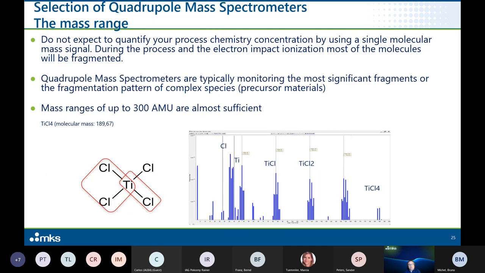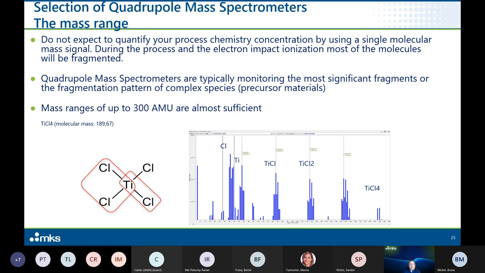Right, and then often the question is, what about the mass range? Typically there are some expectations from the customer, saying, hey, I have that chemistry and my molecules have this mass, and I want to measure that mass with the mass spectrometer. Often, if you look at chemistries from atomic layer deposition processes, you can have molecular masses up to, let's say, 400, 500 amu. But you need to keep in mind that during the process, you have maybe plasma or elevated temperatures, and during the electron impact ionization, most of the molecules will be fragmented. This is often the case, especially in ALD precursor chemistry, that you have really characteristic fragments. Typically in ALD, often it's all methyl fragments that you see.